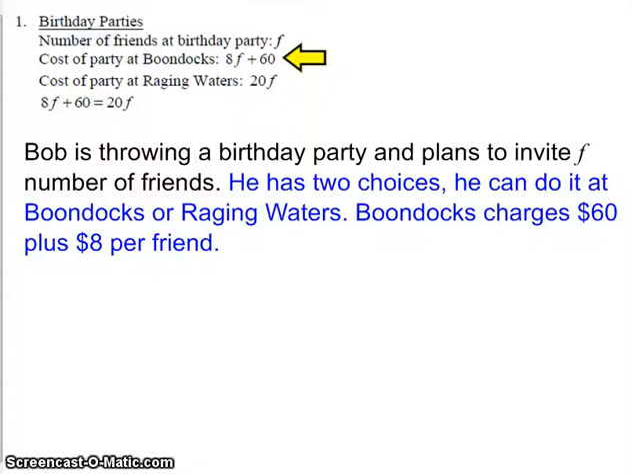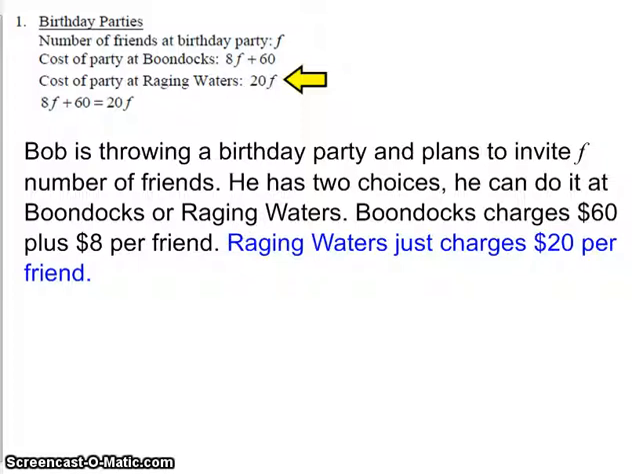Boondocks charges $60, and that's what this plus 60 is. They're charging a fee of $60, and then this 8f is basically saying every friend costs $8, because if f is one friend, 1 times 8 is 8. If he has two friends, 2 times 8 is 16. For every friend, we're adding another 8, so that's like a $8 per friend charge. So it's pretty cheap, $8 for each person, but you do have to pay a flat rate of 60. Raging Waters just charges $20 per friend with no other fees, just $20 per friend.